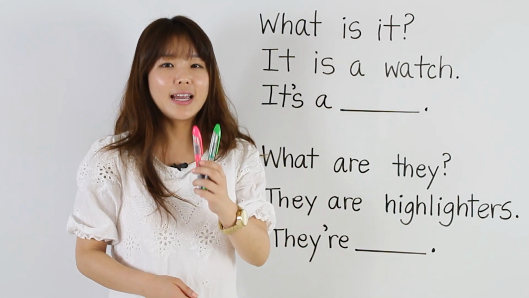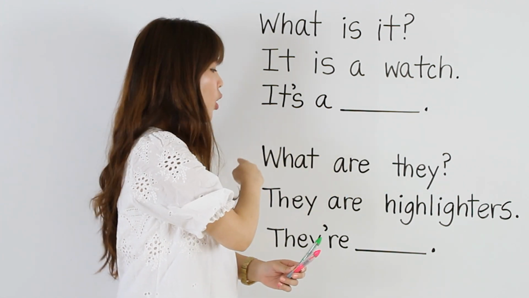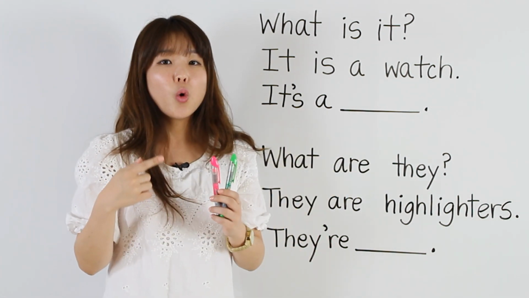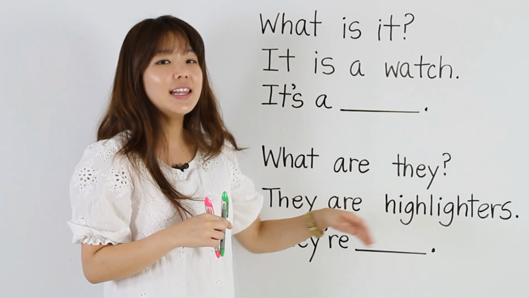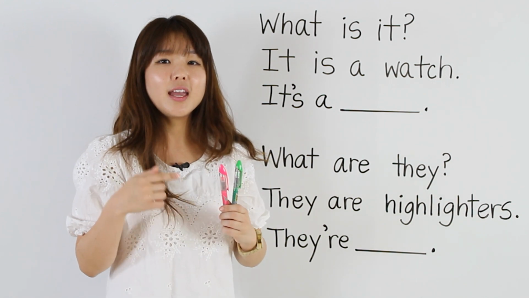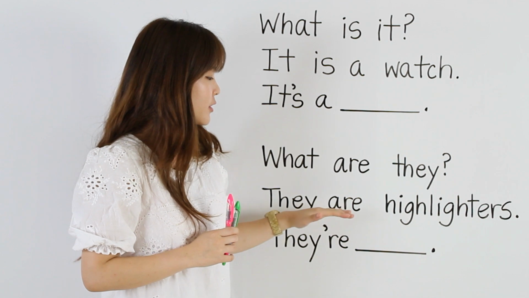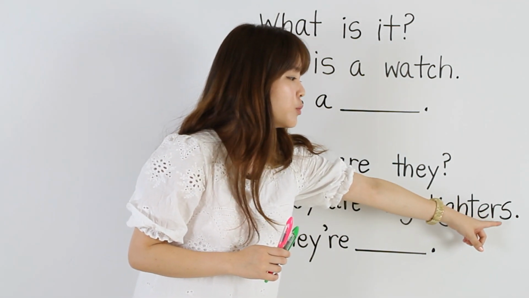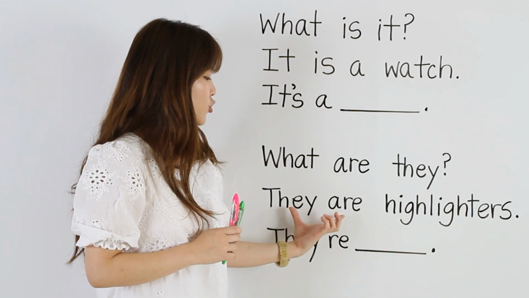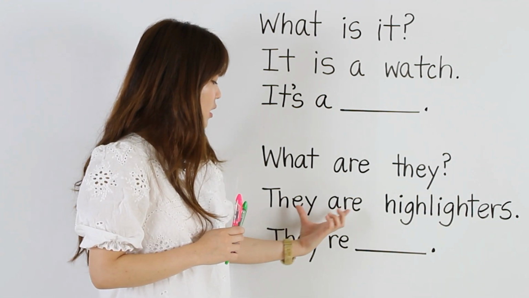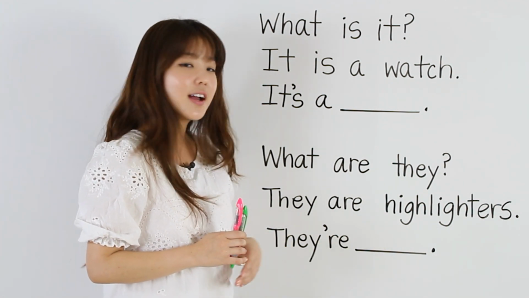Now there are two highlighters. Two. We use are. What are they? They are highlighters. We have more than one, so we have to say are, and we have to put an S at the end. Again, we can use a contraction for they are, they're. They're highlighters.